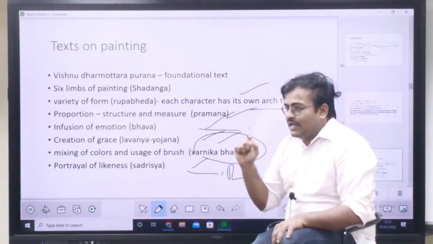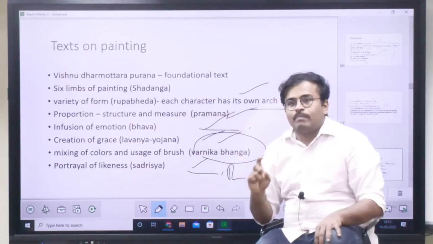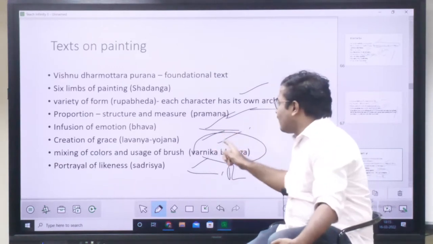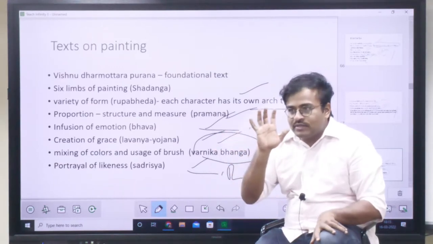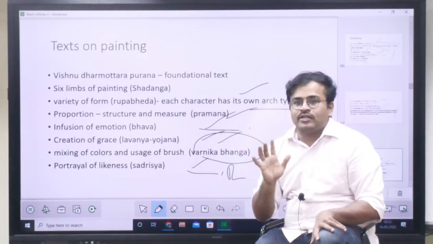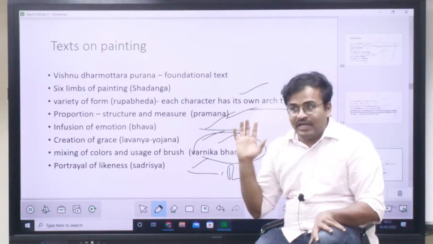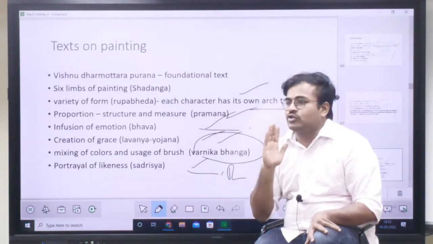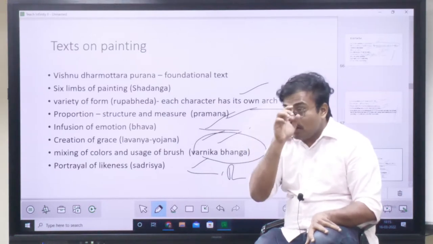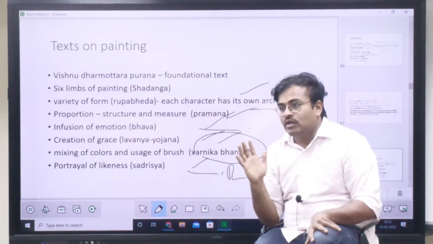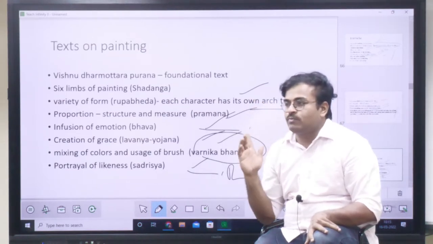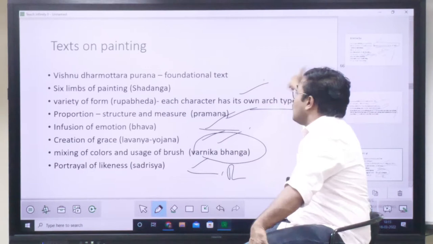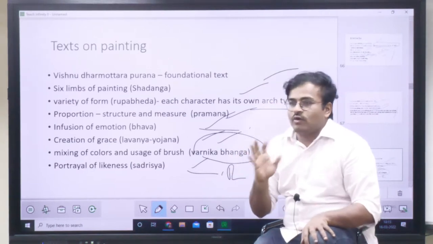Sadrishya, Varnika Bhanga, Rupa Bheda, Pramana, and along with that Bhava and Lavanya Yojana, if these six things are present, only then it is known as an ideal painting. And for everything, there are clear-cut laid-down rules. How the human color should look like, how the color of plants should look like. That is also very clearly written down in this book, which is known as Vishnu Dharmottara Purana, which is considered to be the foundational text of painting.